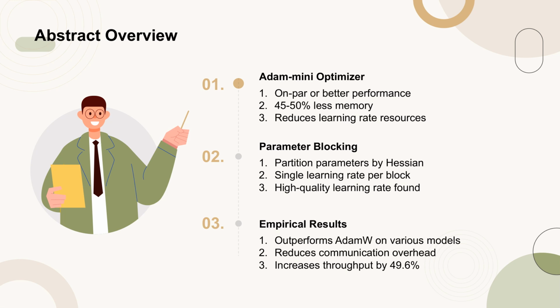They also found that each parameter block has a high-quality learning rate that can outperform Adam, given sufficient resources to identify it. The authors provide a cost-effective method to find these learning rates and propose AdamW. Empirical results show that AdamW performs as well as or better than AdamW on various language models, reducing communication overhead and increasing throughput by 49.6% during pre-training on specific GPU configurations.